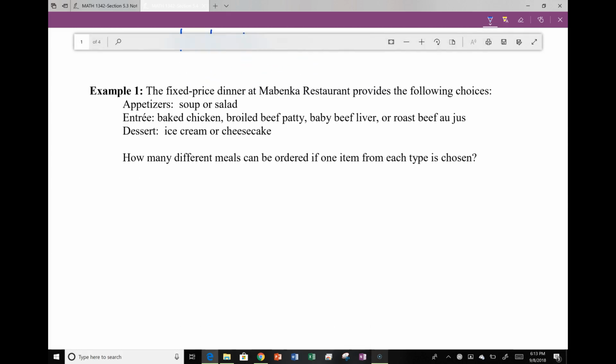One example is the fixed price dinner at this particular restaurant, which provides the following choices. It has an appetizer: soup or salad. It has entrees: baked chicken, broiled beef patty, baby beef liver, or roast beef. It has desserts: ice cream or cheesecake. How many different meals can be ordered if one item from each type is chosen?